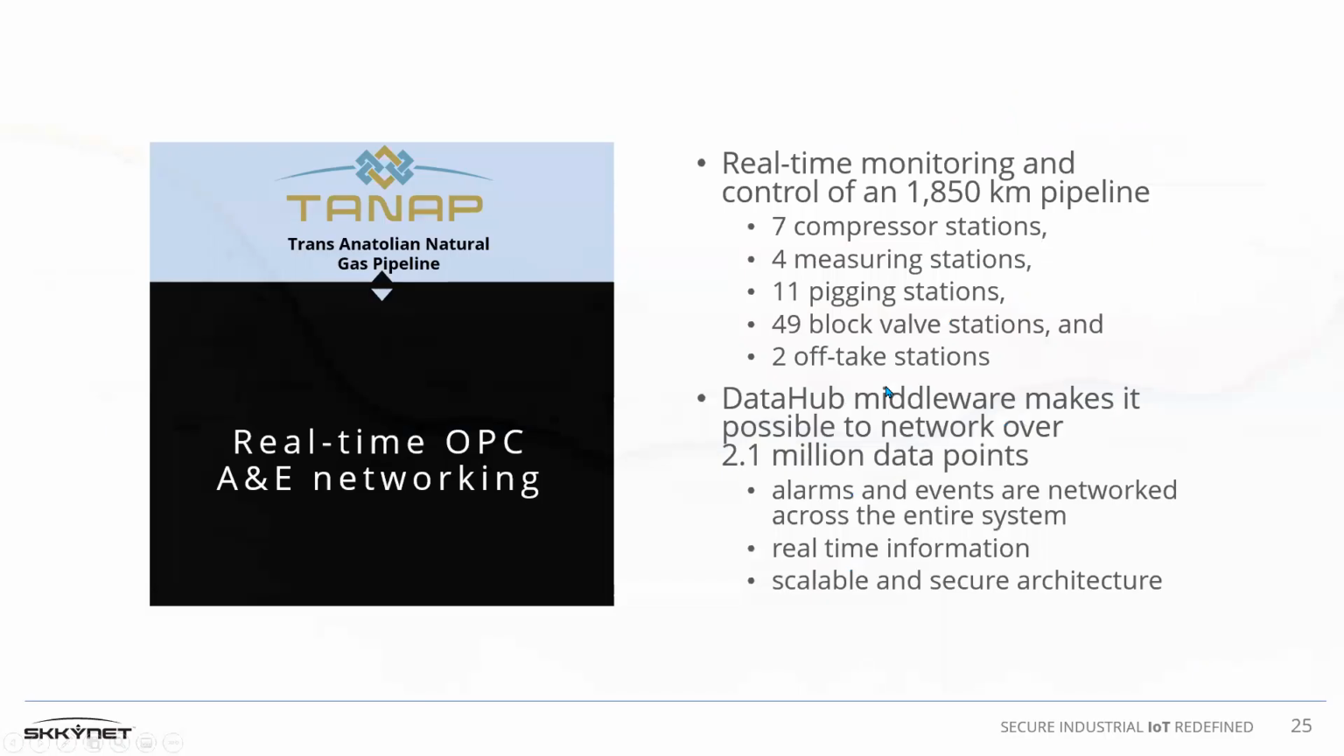In terms of case studies, one that was a couple of years old was real-time monitoring of the Trans-Pennine natural gas pipeline. It's over 1,850 kilometers. It covers 2.1 million data points running in redundancy for alarms and events. It's real-time information, it's scalable, and it's a secure architecture. The key behind this product is that, in fact, we're connecting two different vendors to the pipeline. And so whenever one vendor was connected, the other vendor was aware that the other was connected. So they could actually see who's connected and who's not.